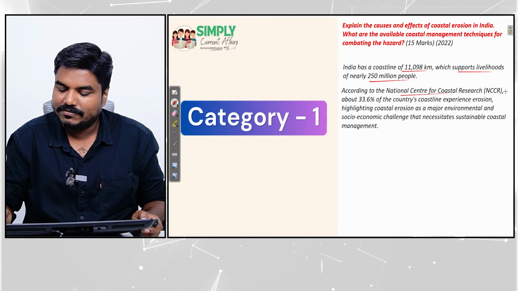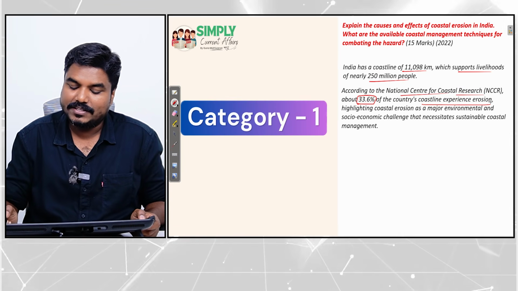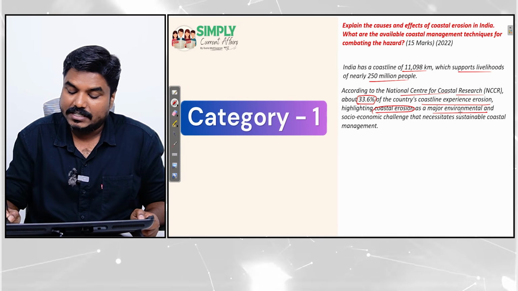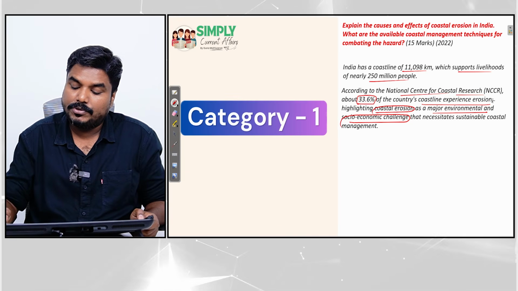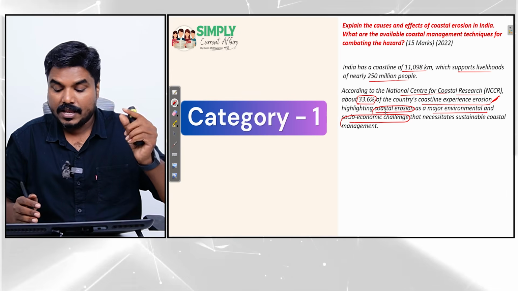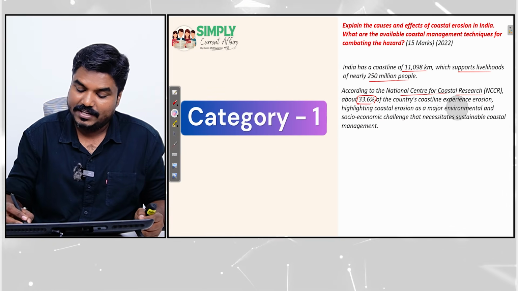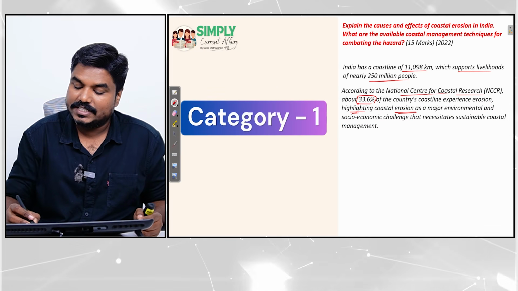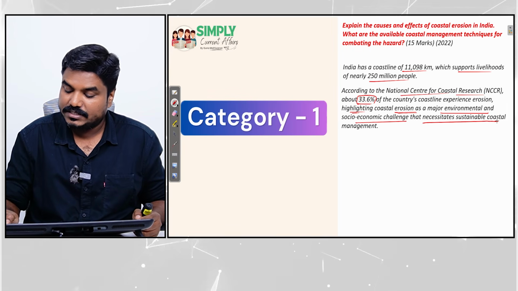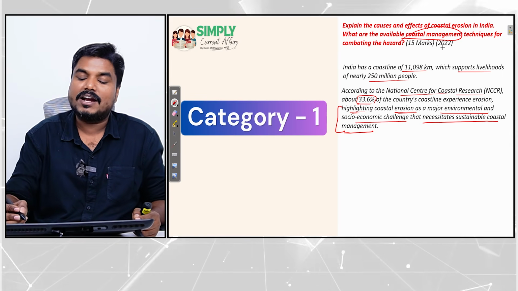According to the National Center for Coastal Research, about 33.6% of the country's coastline experiences erosion, which is highlighting coastal erosion as a major environmental and socio-economic challenge. See, up to this, that is 33.6%, that is the context. Then what I am doing, I am extending the point, saying that this highlights coastal erosion is a major environmental and socio-economic challenge that necessitates sustainable coastal management. So in this point, I am linking it with the demand of the question.